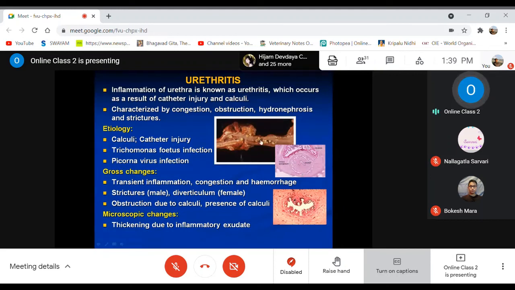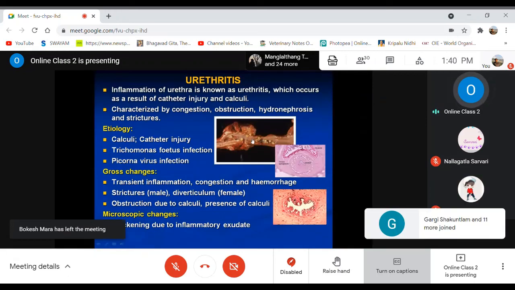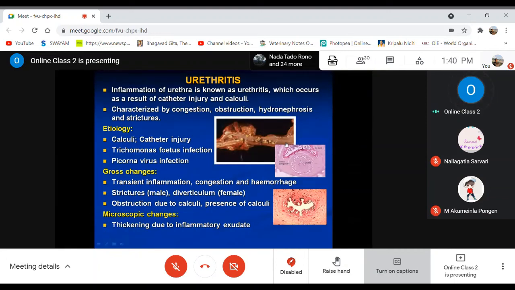And if you see this affected part of the urethra grossly, there may be an inflammatory reaction, a transient type of inflammatory reaction, and the urethra is highly congested. And then sometimes some hemorrhagic lesions and presence of renal calculi within the urethral passage may be there. If it is a case of renal calculi, it may lead to obstruction of the urethral passage.